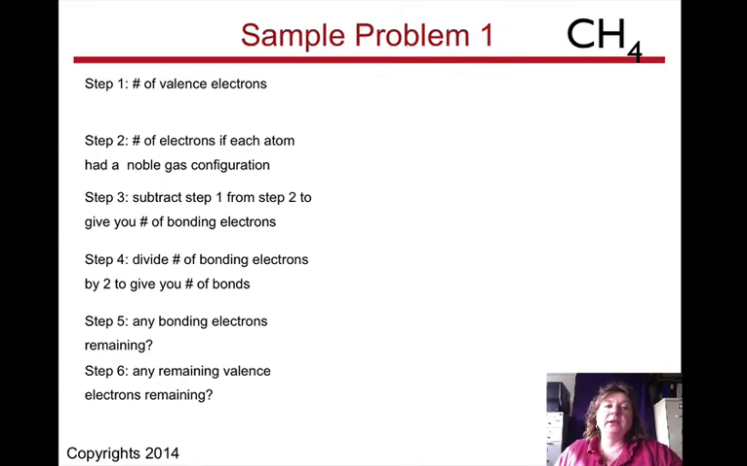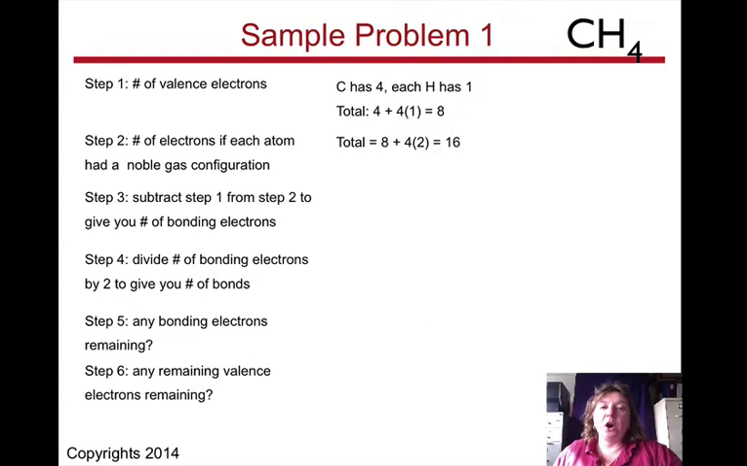So step 1 says, how many valence electrons do we have? Well, looking at the periodic table, carbon has 4, hydrogen has 1 each, so it's 4 plus 4 equals 8. Step 2, the number of electrons if each atom had a noble gas configuration. Well, that means that carbon is going to have 8, and each of the hydrogens need 2, so 8 plus 4 times 2 equals 16.